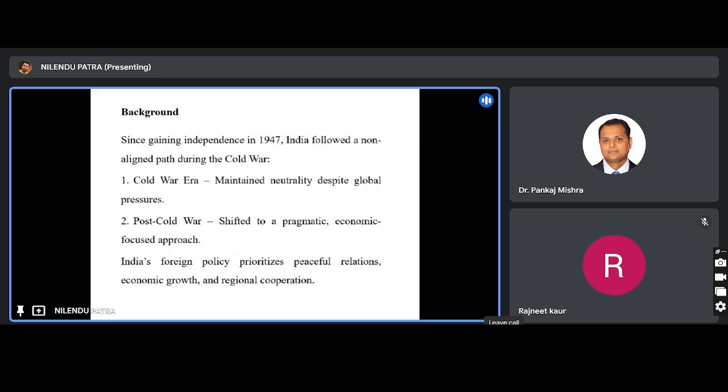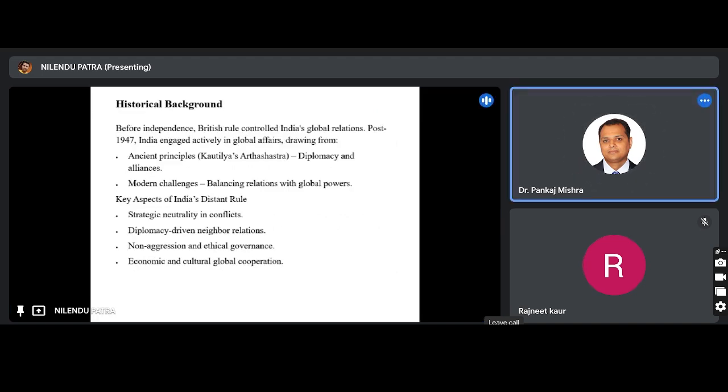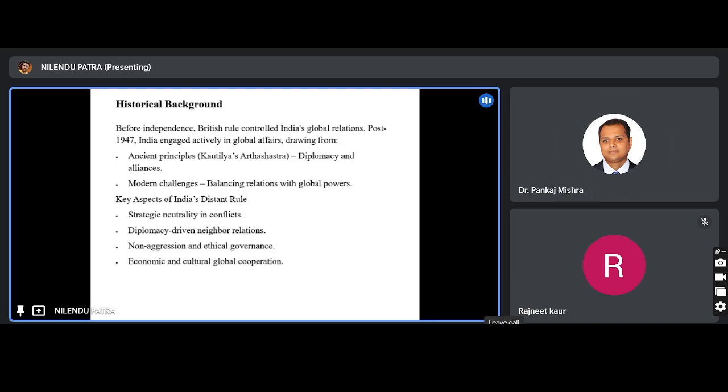Since gaining independence in 1947, India followed a non-aligned policy during the Cold War era. Cold War era: maintained neutrality despite global pressures. Post-Cold War: shift to a pragmatic, economically focused approach. Indian foreign policy priorities are peaceful relations, economic growth, and regional cooperation. Historical background: before independence, British rule controlled India's global relations. Post 1947, India engaged actively in global affairs, drawing from ancient principles, Kautilya's Arthashastra, and diplomacy. Modern challenge: balancing relations with global powers.